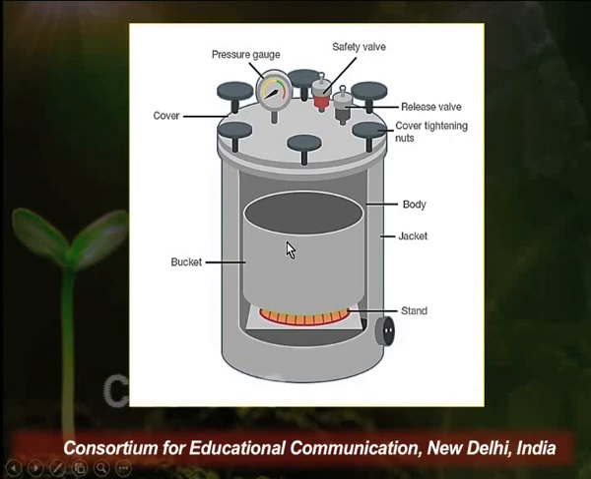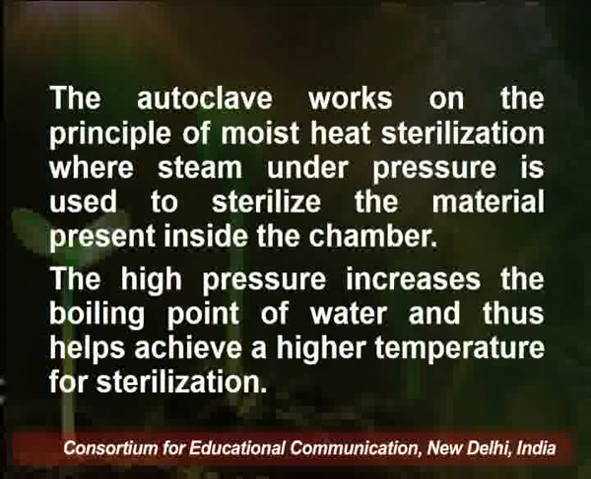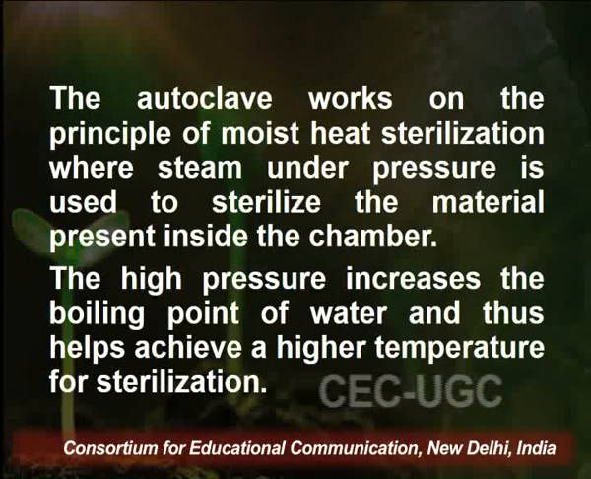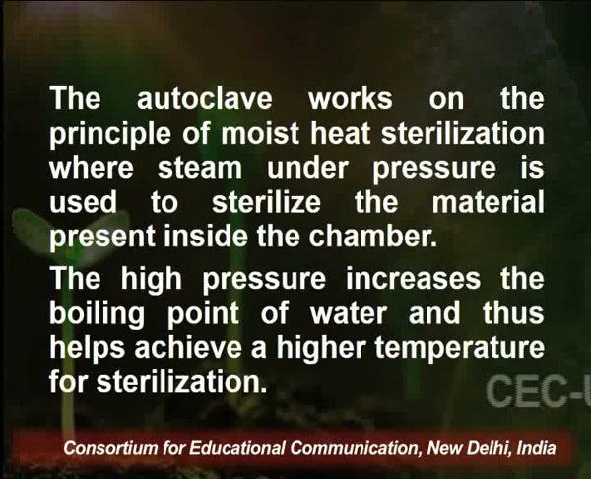So this is a basic schematic representation of a vertical autoclave. So how does it work? The autoclave works on the principle of moist heat sterilization, where steam under pressure is used to sterilize the material present inside the chamber. The high pressure increases the boiling point of water and thus helps achieve a higher temperature of sterilization.